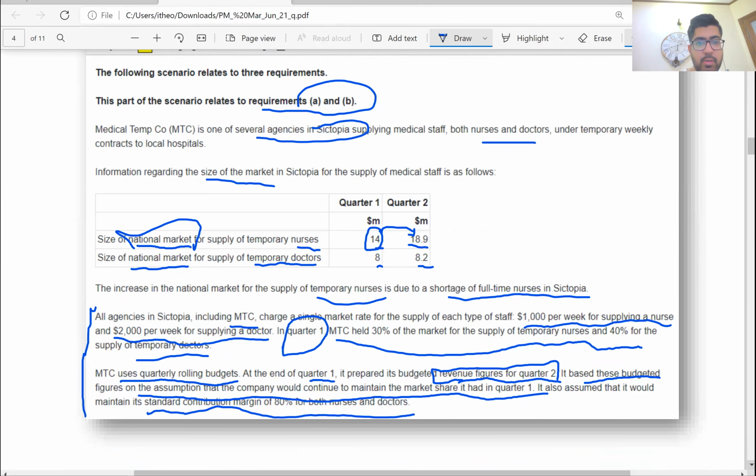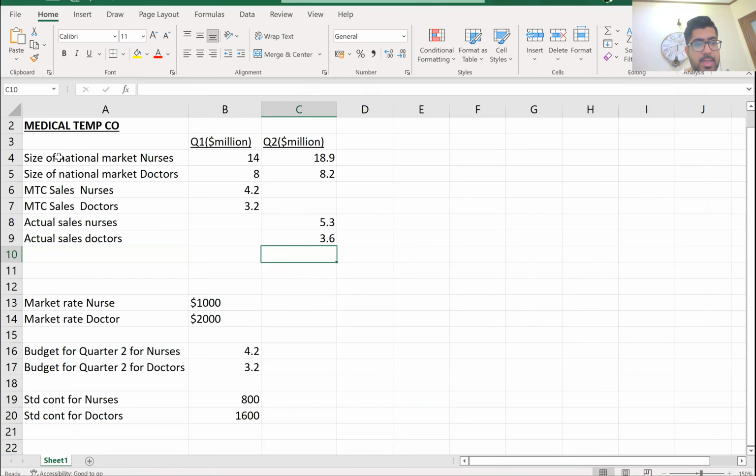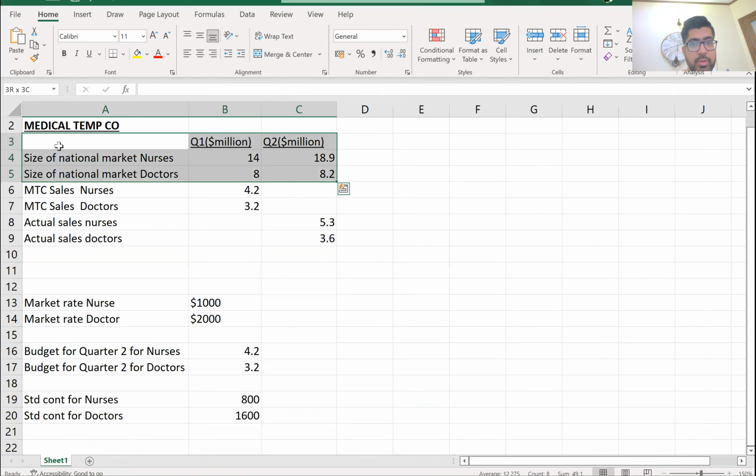I have gathered the data for A and B: MTC supplies nurses and doctors. The size of the national market is given for quarter 1, 14 million, and for quarter 2, 18.9 million. This is the size of the whole national market. The national market for doctors is 8 and 8.2. So I just wrote it. You can see that the size of the national market for quarter 1 and quarter 2 was given.